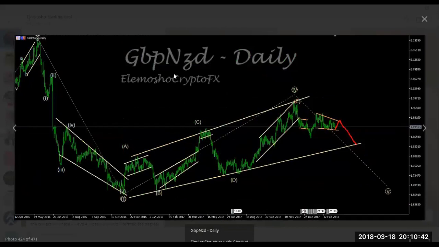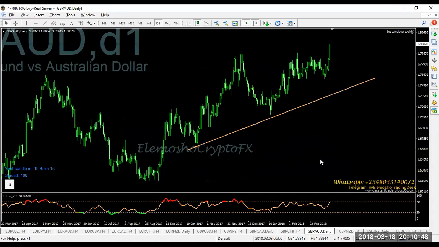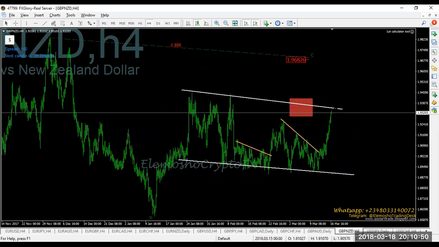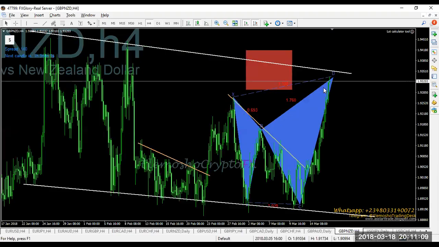Now on the MT4, let's just look at what we eventually had. On the MT4 GBP New Zealand, this is eventually what we have. So we have this bullish trend to the upside, and right now we seem to be trading in something that looks like it is already giving us a harmonic pattern, which is this.